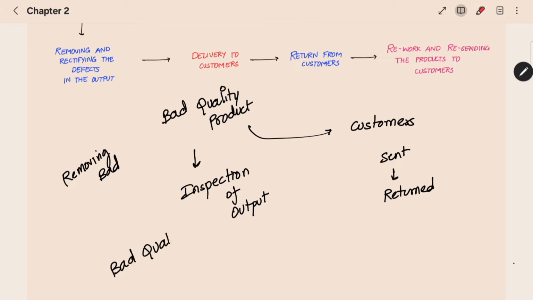Whether it may be any fault in the product or damage, or it may not be working properly, or it is not in the specification as per the customer. Those are the bad qualities. There are two types of things in the bad qualities. Either you can find it by yourself, or the customer will find it and return it to you.